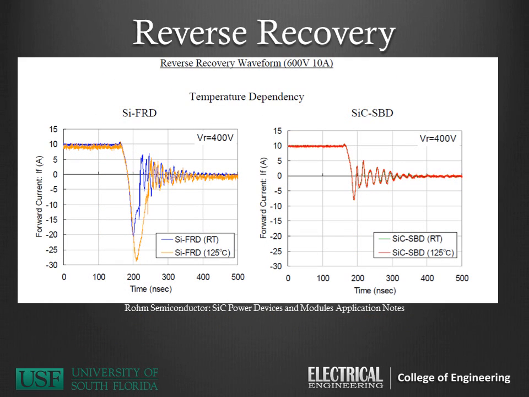Here's a great comparison of the reverse recovery waveform between a silicon fast recovery diode and a Schottky barrier SiC diode. Notice on the fast recovery a large negative current swing, and it changes versus temperature. On the right, the negative current swing is not so large, and the temperature variation is negligible, thus making the Schottky barrier diode a better diode for higher power, higher switching devices.